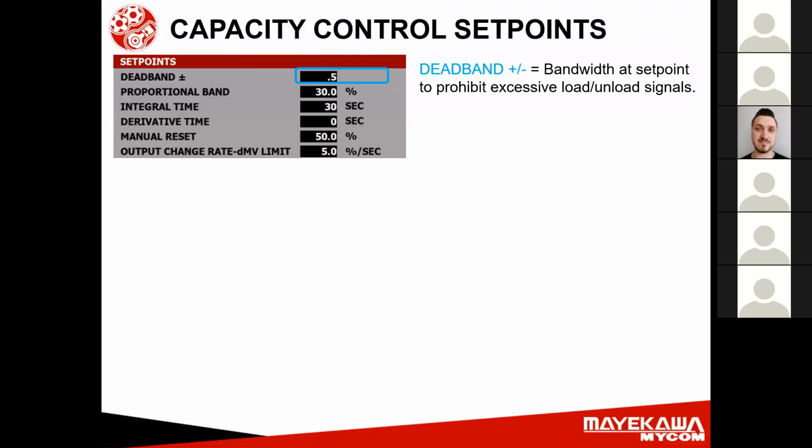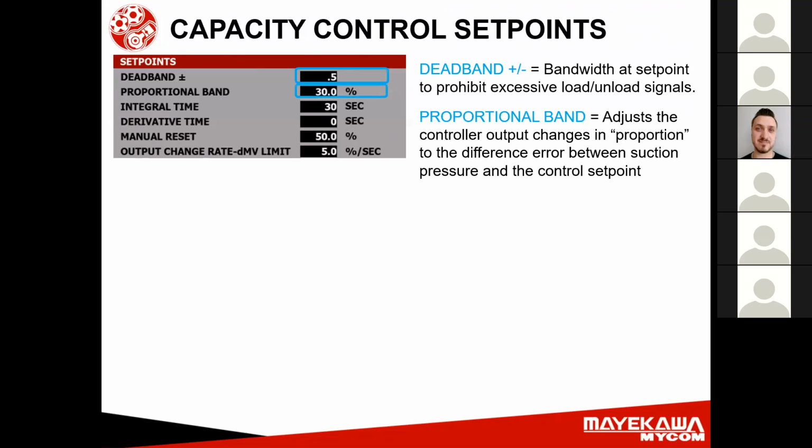First, we have deadband. It is the temperature or pressure range added above and below the target value. That is the buffer zone where adjustment to outputs is paused to prevent excessive load and unload pulses. Proportional band affects the controller output changes in ratio to the error difference between suction pressure and the control set point. A smaller number creates a more aggressive output, causing the controller to overshoot. A larger number will adjust in smaller increments, allowing it to reach set point over a longer period of time.